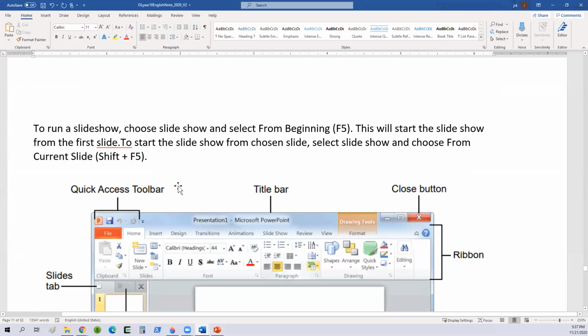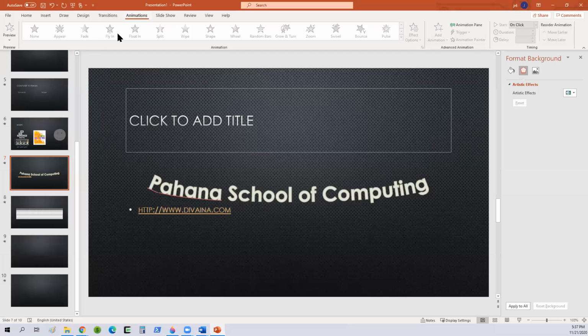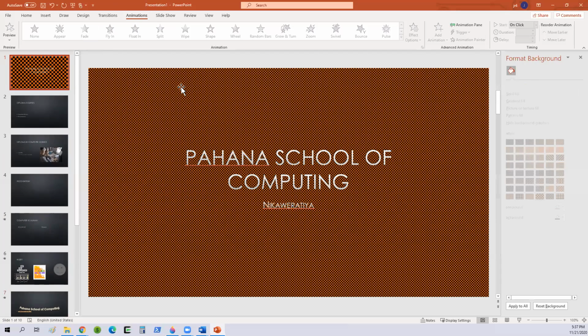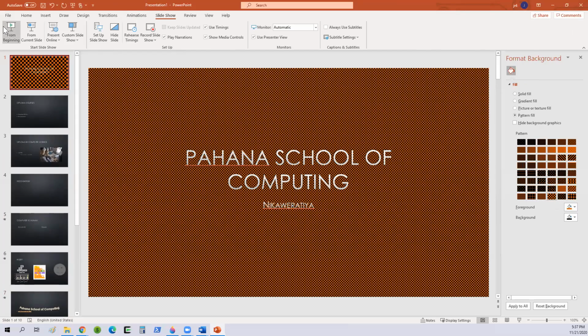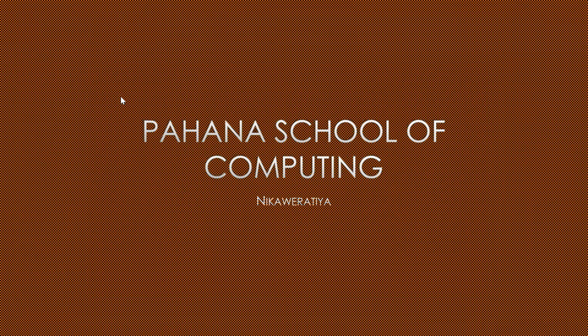Okay, so when you want to run this, remember you have to use slideshow and run slideshow. Usually the shortcut is F5. When you press F5, it will start from the beginning. But if you want, you can start from anywhere. Let me show you that as well. So I am here. When you want to run this presentation, you go to slideshow and select from beginning, which will start from the beginning, go to next, next, next, and so on.